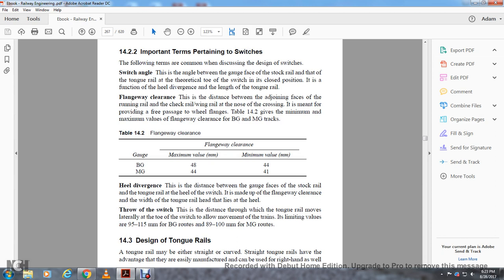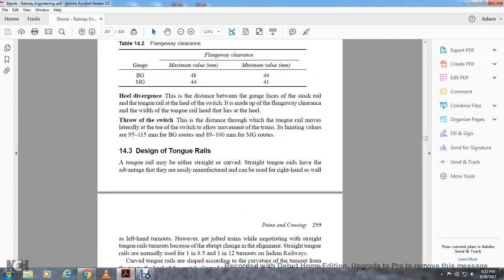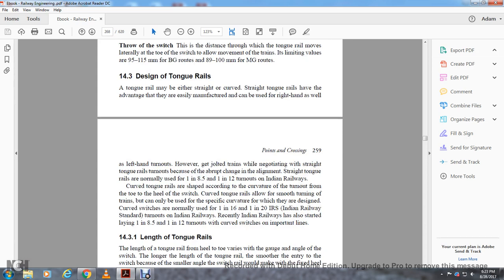Throw of the switch. The distance the tongue rail moves laterally at the toe of the switch to allow the movement of trains is limited to 95 to 115 millimeters on broad gauge routes and 89 to 100 millimeters on meter gauge routes. 14.3 Design of the tongue. Tongue rails may be either straight or curved. Straight tongue rails have the advantage of being easily manufactured and can be used for right-handed as well as left-handed turnouts. However, negotiation of the turnout by trains is less smooth with straight tongue rails because of the abrupt change in the alignment. Straight tongue rails are normally used in 1 in 8.5 or 1 in 12 turnouts in Indian Railways.